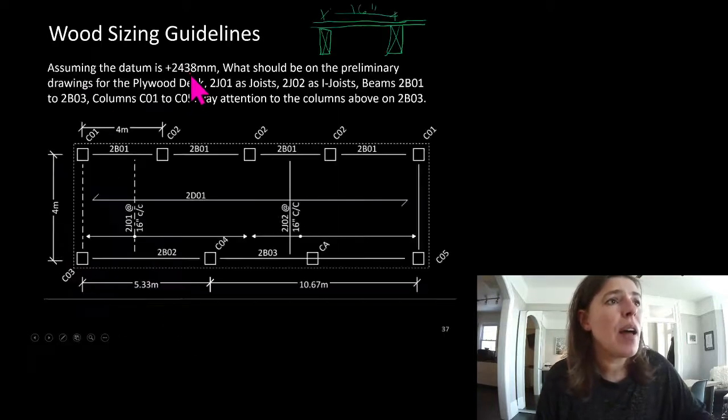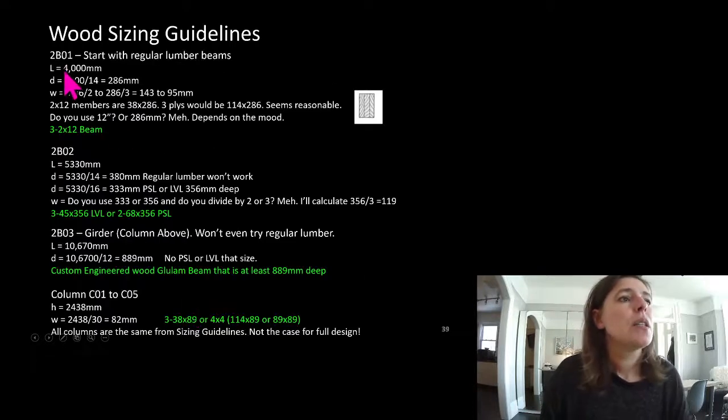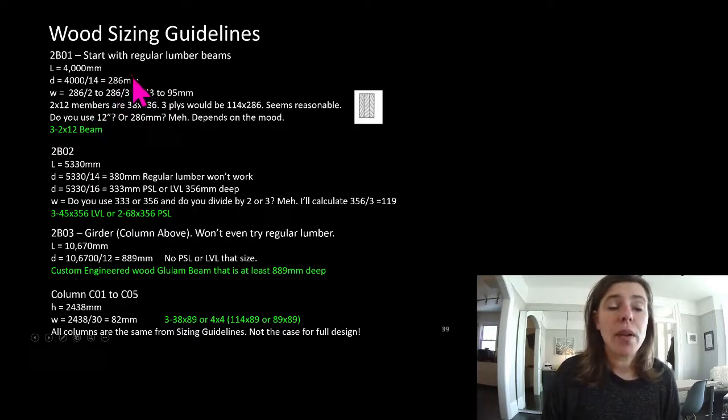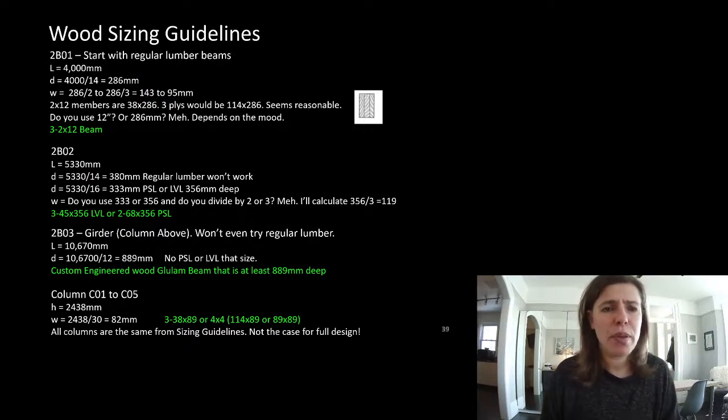So we saw that for 2B01 there were four of them, and each one of them spanned 4 meters. So 4 meters divided by our sizing guideline of 14 gives us 286. Now we know a 286 is bang on a 2x12 depth. So perfect, we've got a great depth here.